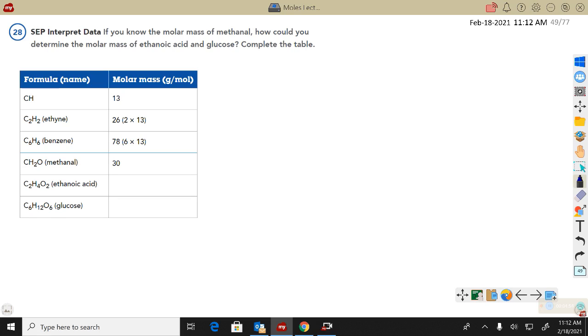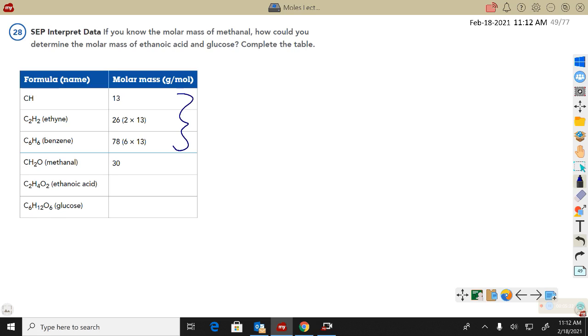If you know the molar mass of something like methanol, I can look it up on a periodic table. I can add a carbon and 2 hydrogens and an oxygen and get about 30 grams per mole. How could you use that to determine the molar mass of the ethanoic acid and the glucose? Now, obviously, we know that we could just go to the periodic table and add them up. But there's another option. Check out this first set of examples.